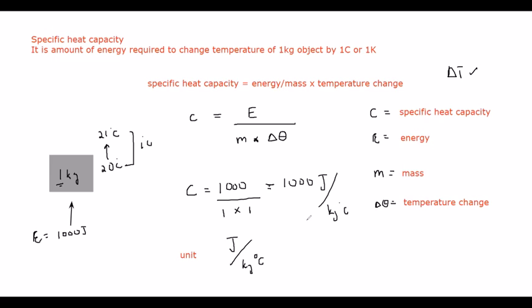What is the meaning of 1000 joule per kilogram per degree centigrade? It means that I need 1000 joules of energy for a 1 kilogram object so that I can change its temperature by 1 degree centigrade. The amount of energy which we require to change the temperature of a 1 kilogram object by 1 degree centigrade, we call that specific heat capacity.